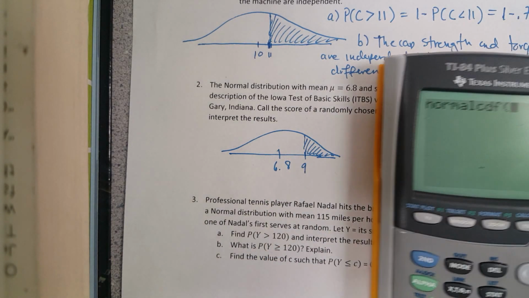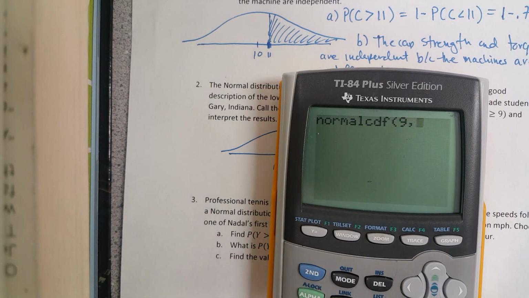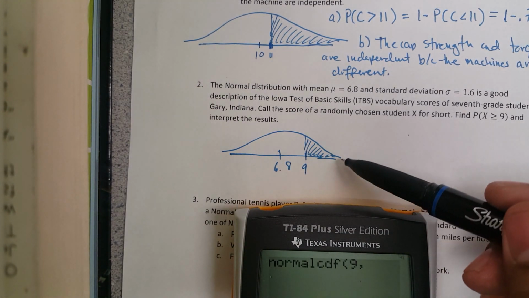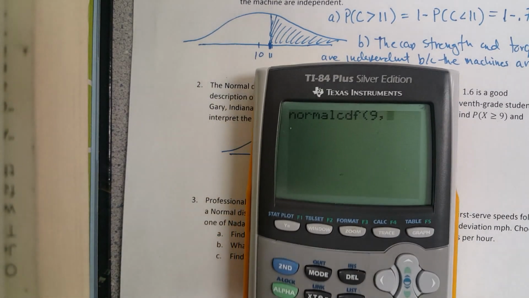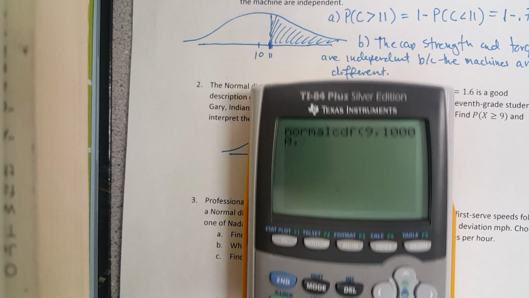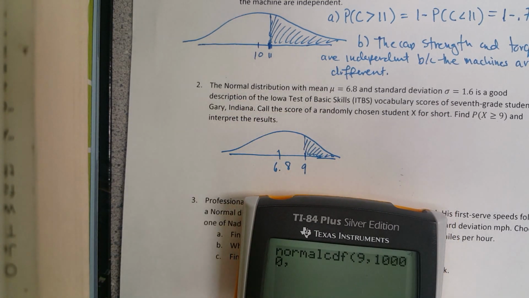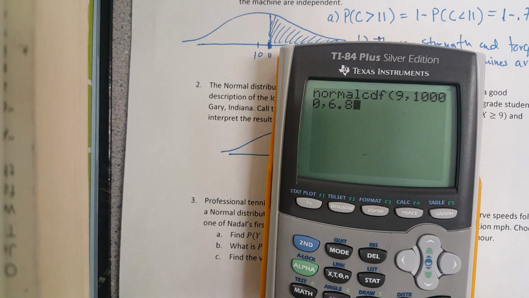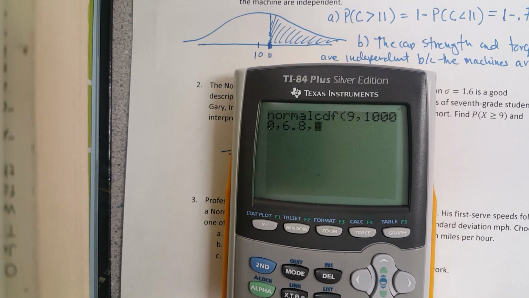My lower bound is 9. I'm going to put 9, comma. My upper bound is something that's very, very large, so I'm going to put 10,000, okay? Comma. The next step is my mean, so it's 6.8, comma. My standard deviation, which is 1.6.